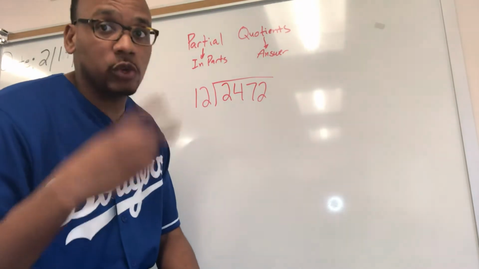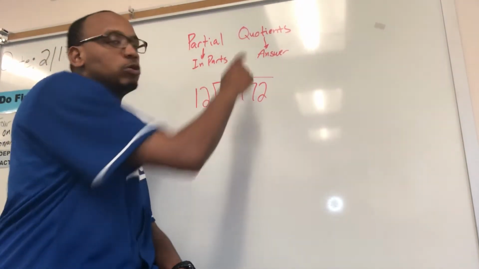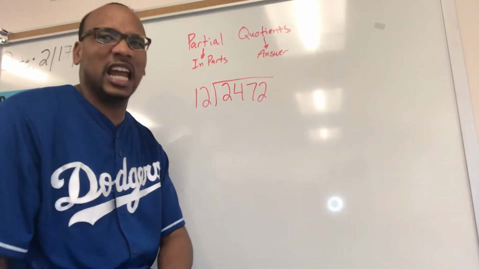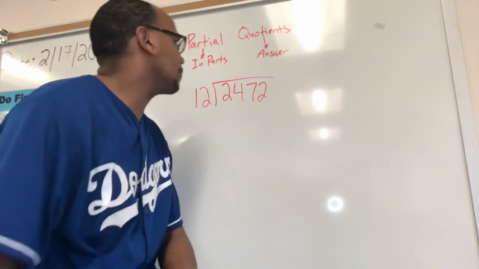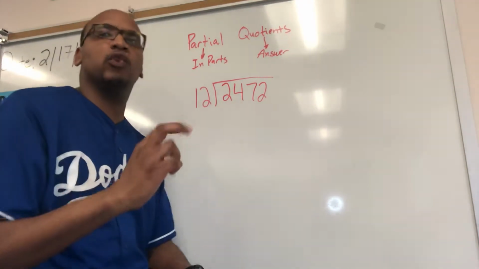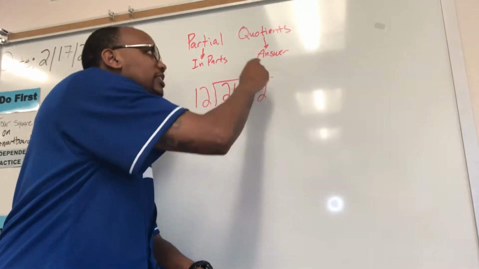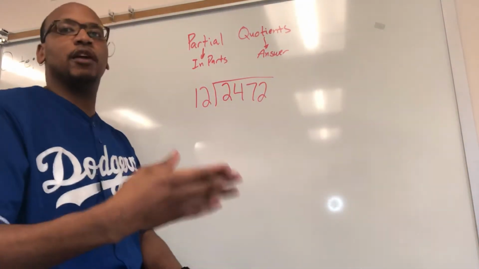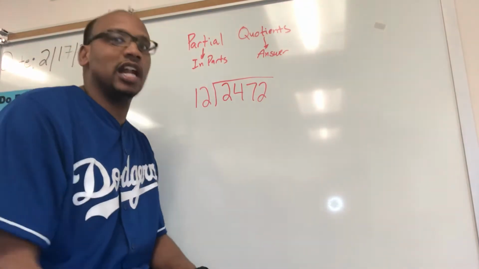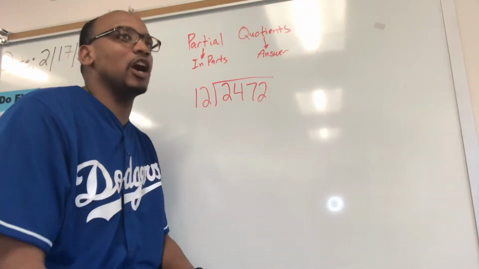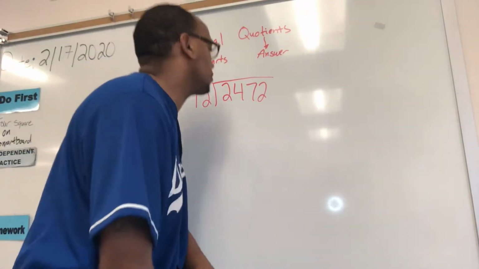This is way number 2. This is called partial quotients. Some kids nicknamed it magic numbers, right? Partial quotients is the real name for it. Partial means in parts, and quotient is the answer in division. So you're gonna find the answer in parts, and at the end you'll just add it all up. You'll combine the parts back together.